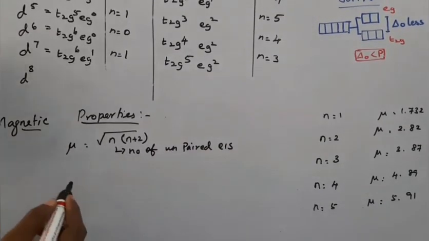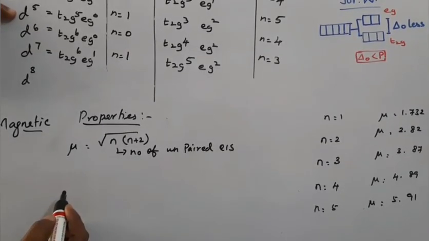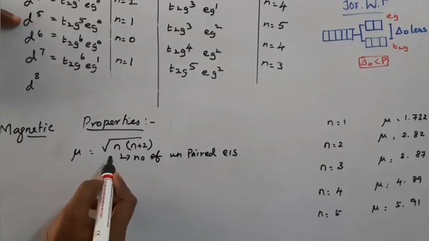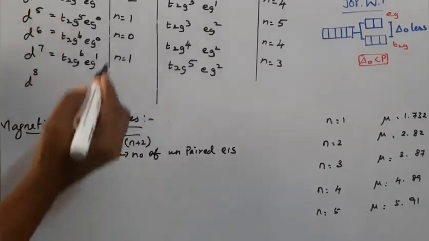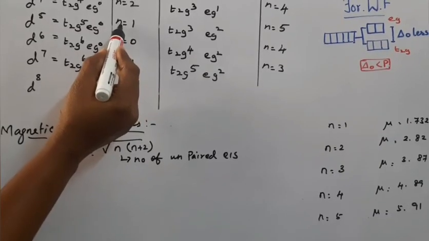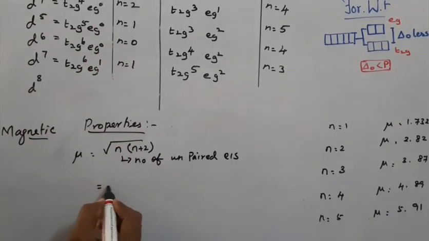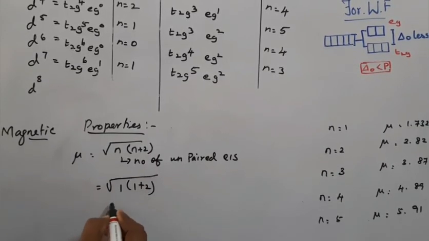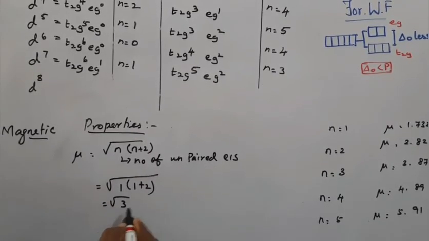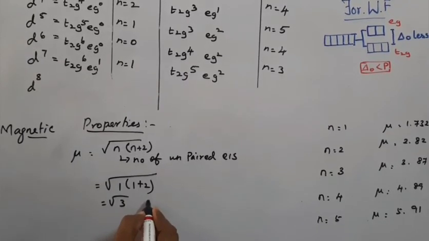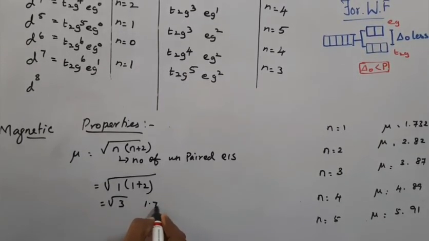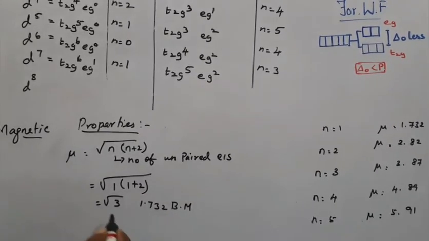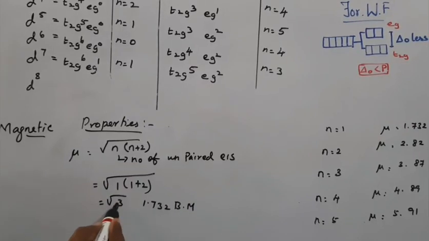Suppose the question asks you D5 configurations for strong field ligand. How do you calculate this mu value? Here the number of unpaired electrons n equals 1. So write root of 1 into 1 plus 2, that is root 3. Root 3, the mu value is 1.732 Bohr magneton. So this is simple. The root 3 is easy.